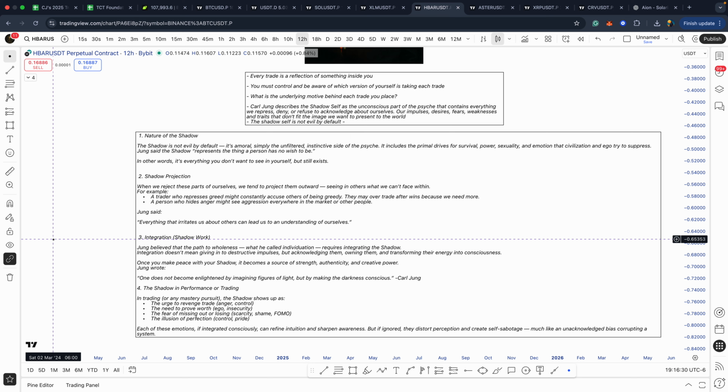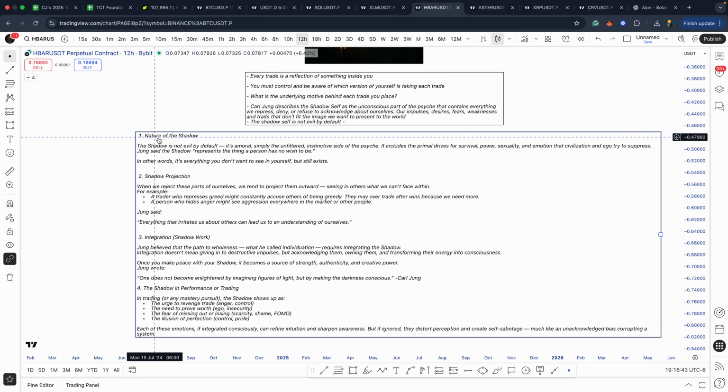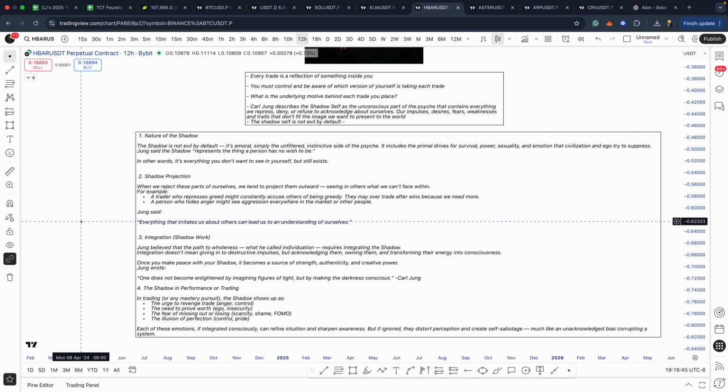It is a part of us. It is a part of every human being. It's part of our psyche. It lives in our subconscious. You're not always conscious of when the shadow self is making decisions for you. So, the nature of the shadow self. The shadow self, like I said, is not evil by default. It's amoral. Simply the unfiltered, instinctive side of our psyche.